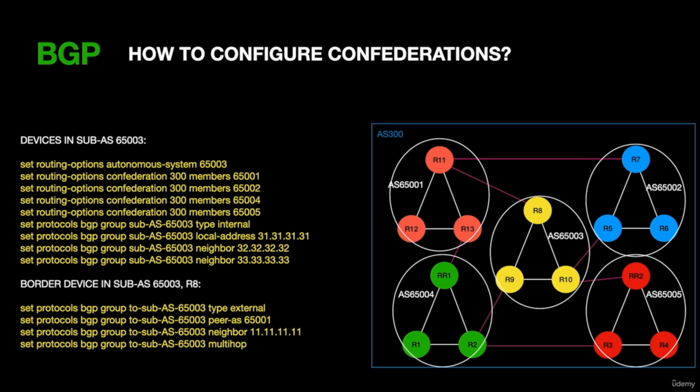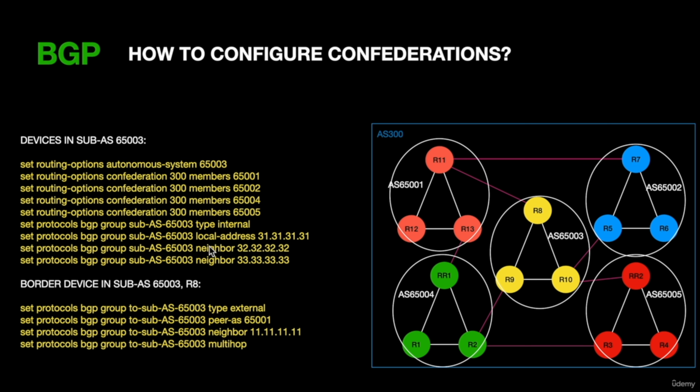The configuration is also pretty straightforward. You configure your autonomous system. You will configure the confederation statement under the routing options, and you will list the public AS number and the sub-AS numbers which are part of this public AS number. And after that, you just configure your BGP as usual.